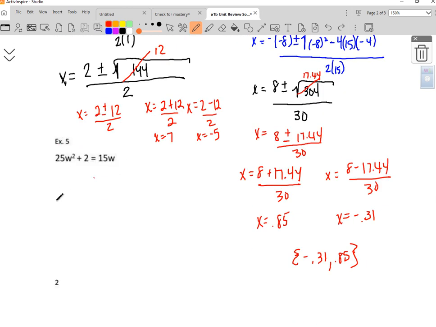And one more. How am I going to get this one in standard form? It's not equal to 0. I need it equal to 0, right? Subtract. What are we going to subtract? 15W, right? So this 25W squared. There's nothing to add or subtract negative 15W to, so I just write that. And then it's plus 2, and that's 0, right?